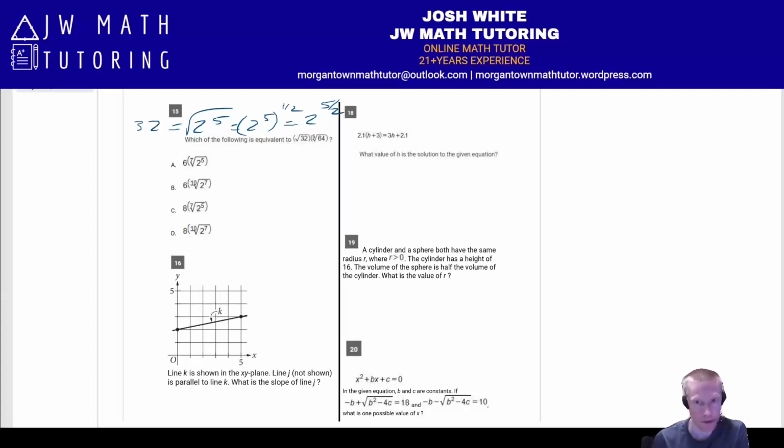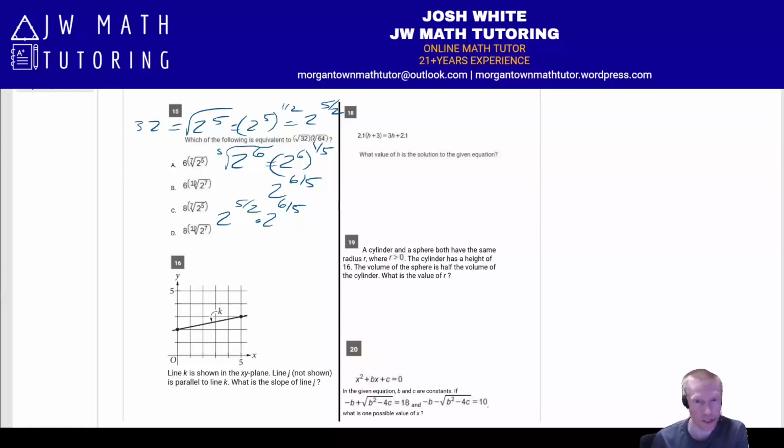Then you can do the same thing with 64, which is 2 to the 6th. Now this is technically a fifth root, which means it's going to be 2 to the 6th to the 1/5 power. Because when you go from a radical to a rational exponent, the index, which in this case is 5, is the denominator of your fractional exponent, and the 6 is what's going to be on top. So in other words, it's going to be 2 to the 6/5.